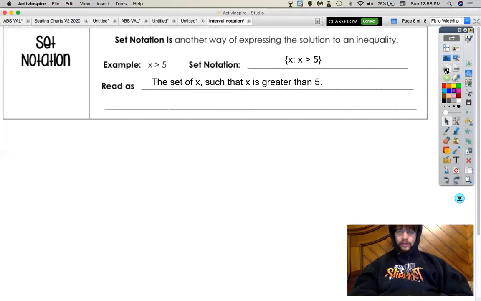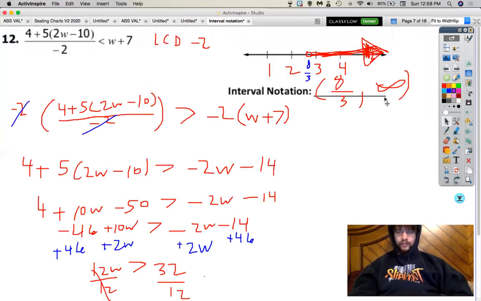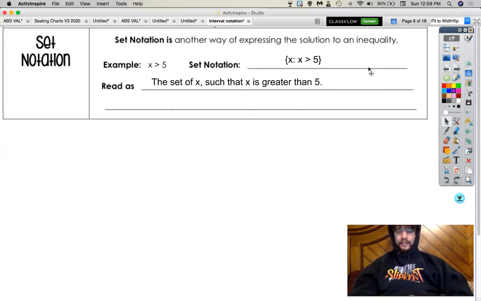I'm more worried that you know interval notation. You may see set notation sometimes. Most common is interval notation. But if you look at set notation, it's pretty self-explanatory. X is greater than 5, x is greater than 5. It's got some extra fancy stuff around it. So don't be like, oh, I don't know what that means. It just means x is greater than 5.